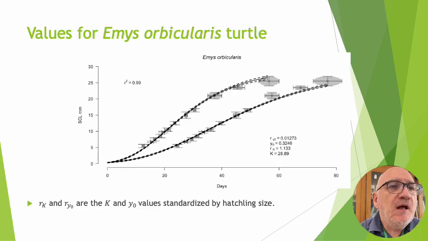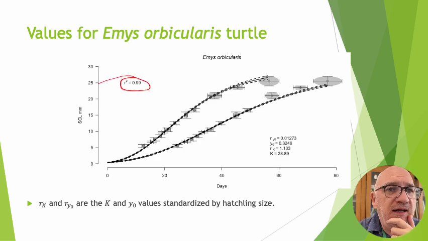Let's do it. Here I fit the data of the developmental table of Emys orbicularis using a bivariate Gaussian distribution. We can see that the fit is relatively good, and we can estimate the value Y0 and K for this data.